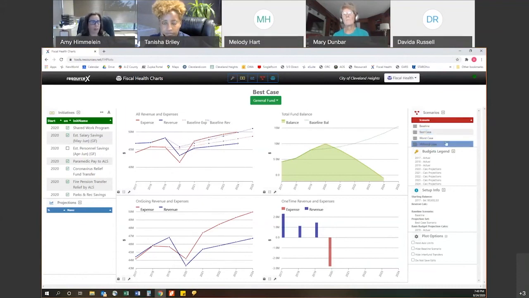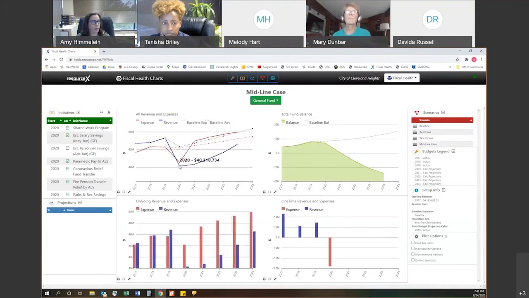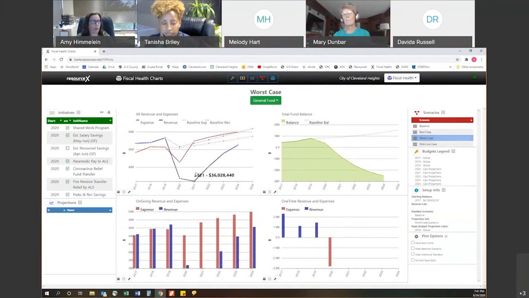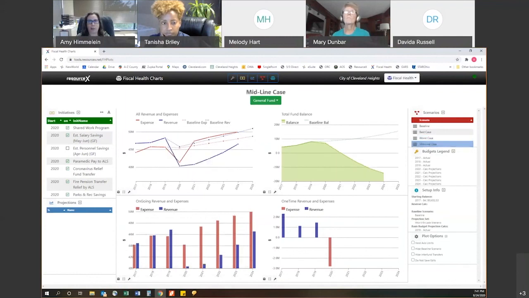The midline case scenario, if it switches, there we go. That's where the revenue dips down and it takes a longer time to recover. I still have the same initiatives available, but as you can see, it has a gap here of about $1 million. So that's still $1 million that, if we end up in the midline scenario, we would need to make up. And then of course, the one none of us want to see is the worst case scenario. There is a very large gap there, as Tanisha mentioned, and we're really hoping that we don't end up in that situation. So that's how we've utilized this software to help us come up with some of the things that we're presenting.